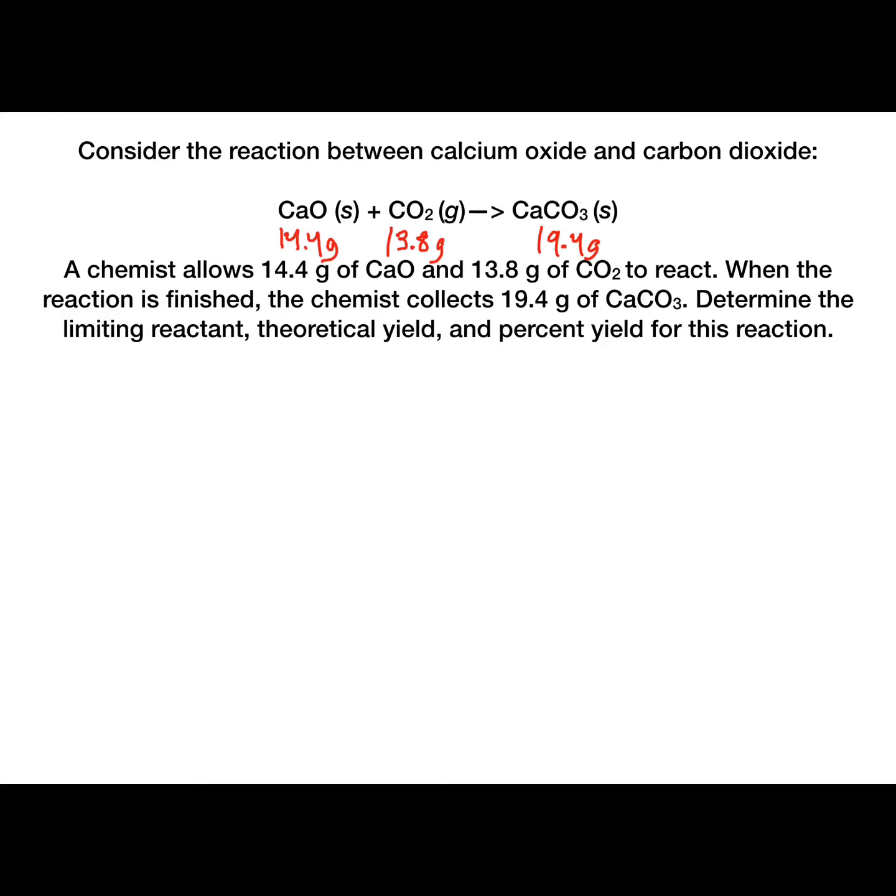So let's start with what we're given, which is the 14.4 grams of our calcium oxide times. Now we need to convert this into moles so that we can use our mole to mole ratio. So in 1 mole of calcium oxide, there's 28.01 grams. So we have 1 mole calcium oxide is 28.01 grams.